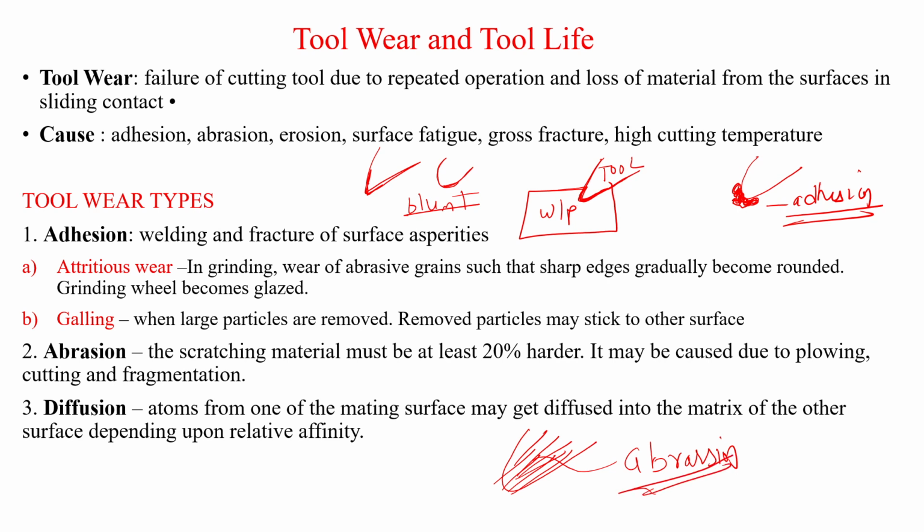Now third is diffusion. What is diffusion? Diffusion is when you are machining two surfaces, and the two surfaces combine. For example, this is the workpiece and this is the tool. Because of the very high temperature, these two surfaces combine, and proper machining does not take place. This is called diffusion. So basically, these three are the types of wear in which the tool life reduces and the tool quality reduces.